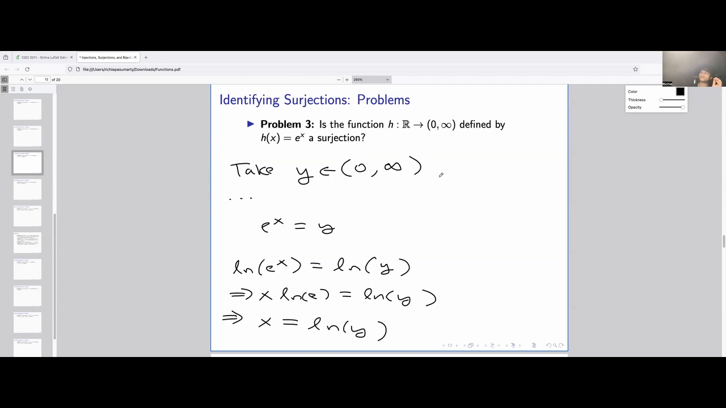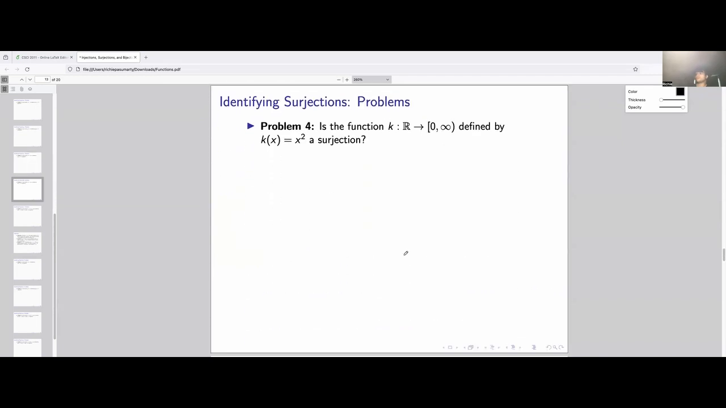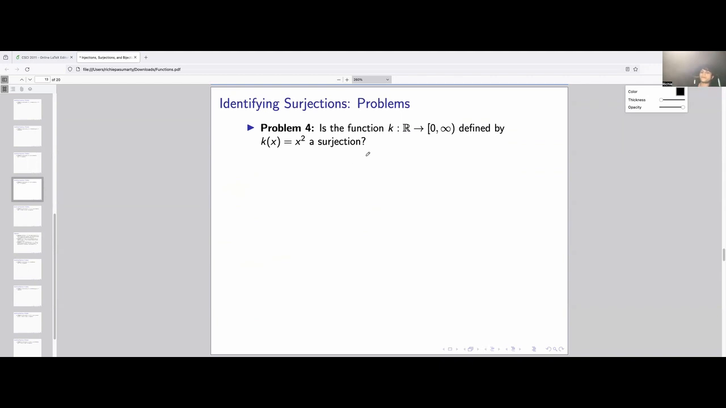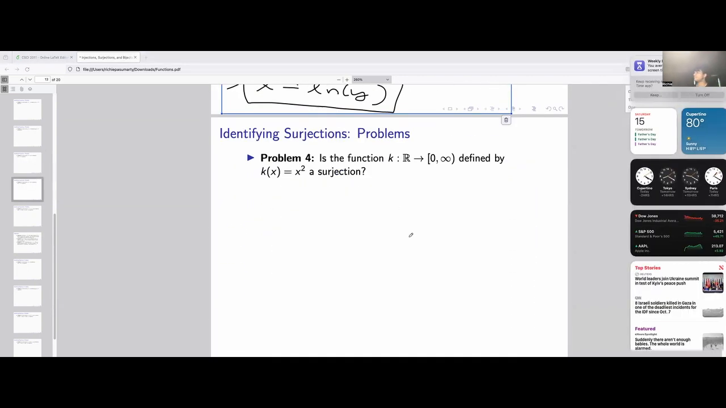So what does this mean? For any value in my codomain, if I call the value y, I can find a specific value, the natural log of that, which maps to it. So yeah, this is a surjection. All right, next question. Is this function a surjection? I will let you think about this problem, but the answer is yes, it is a surjection.